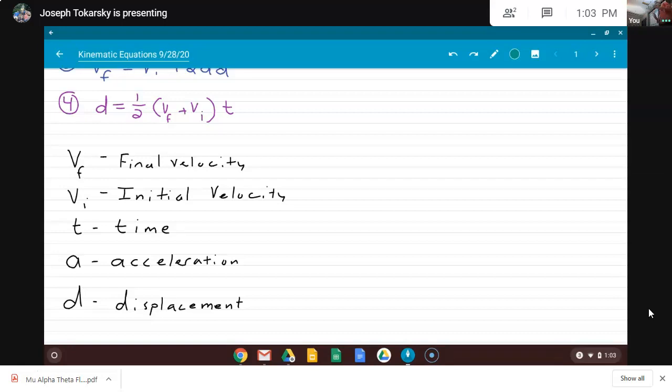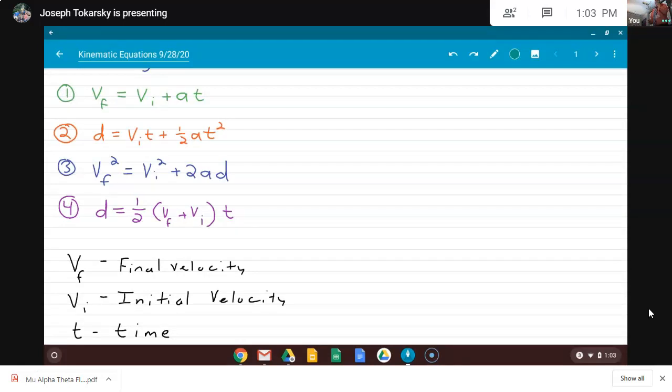But starting right now, what matters the most is identifying the variable and knowing the equations are our tools to solving problems, basically. All right? Does everybody have that all written down? All right.